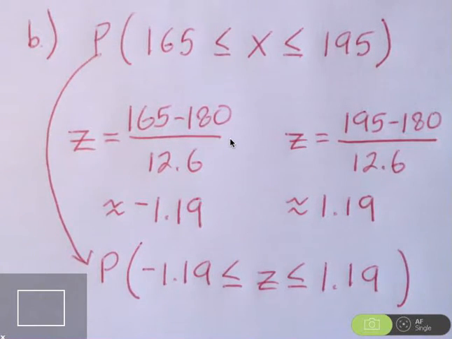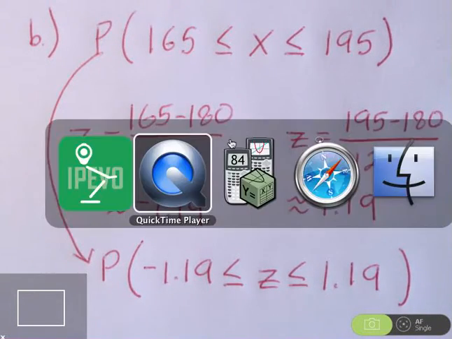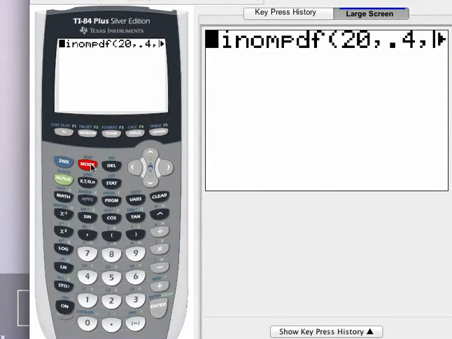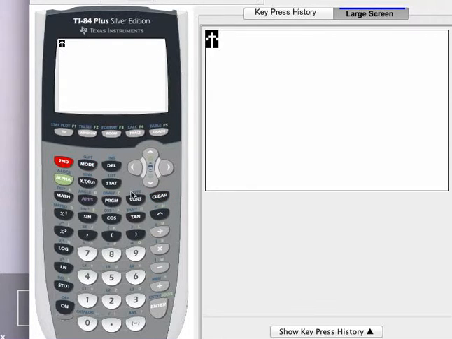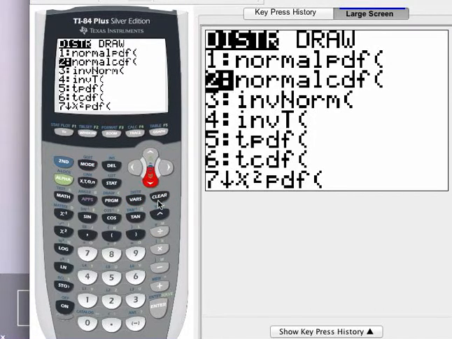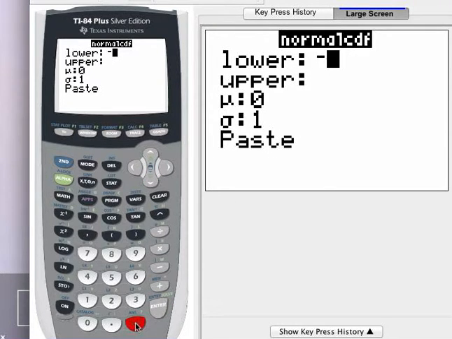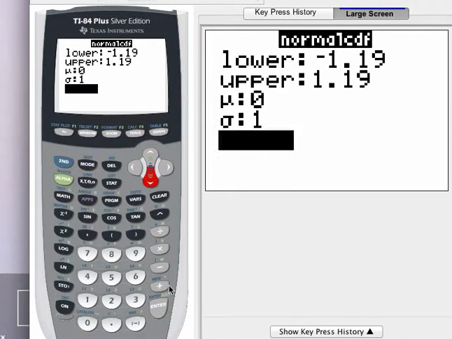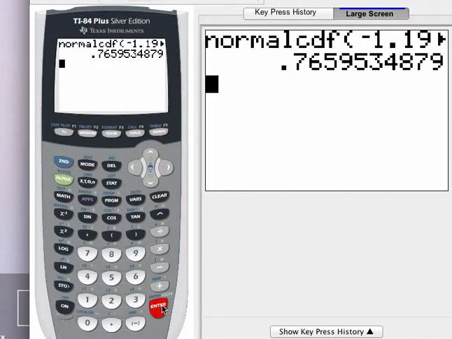So here we can go and calculate the normal CDF. We can use that to actually do this calculation. So go to our home screen. We'll call up normal CDF here. So second button, variables button, normal CDF should be the second option. Our lower boundary is negative 1.19. The upper boundary is positive 1.19. Again, because we're using z-scores, we don't have to mess with mu or sigma. We don't have to mess with the mean or standard deviation. The mean of z-scores is 0. The standard deviation is 1. So there we go. About 0.77, we'll call it.